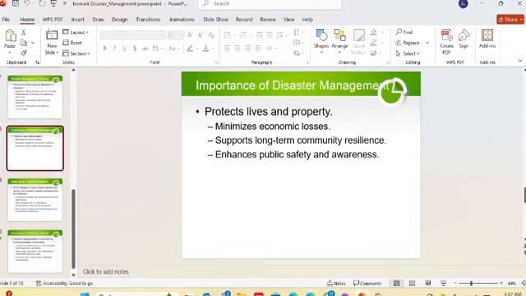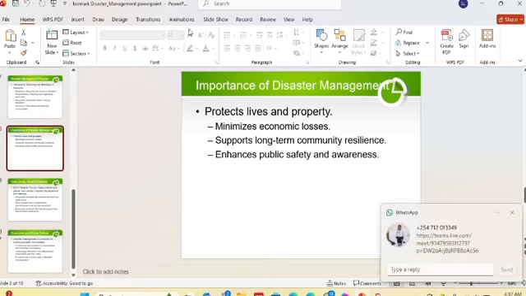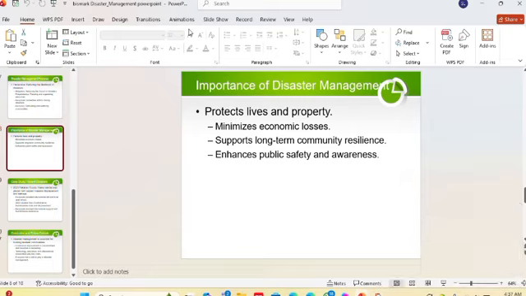Then we have the importance of disaster management. What are the importance of disaster management? Anyone with an idea? So first one, it minimizes economic loss. Yes, Parila? Disaster management is all about the approaches being used to reduce the harmful effect of the disaster in case the disaster happens. Yeah, very good. So it minimizes the cost of economic loss.